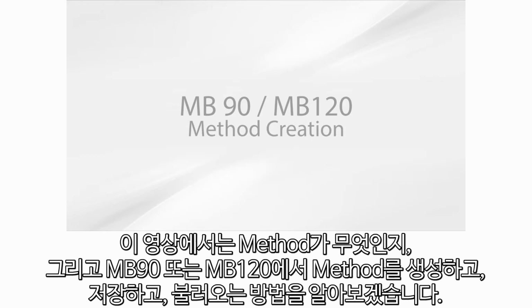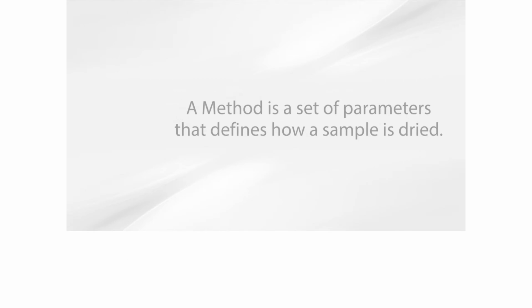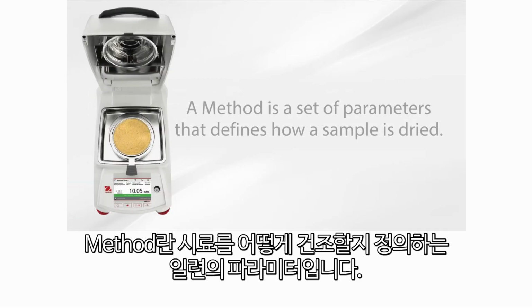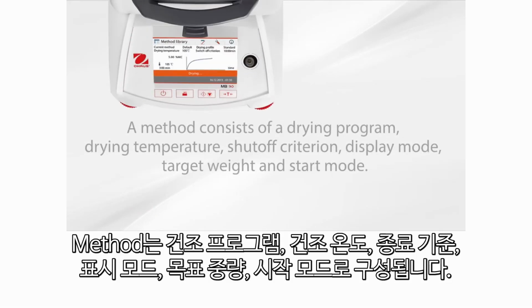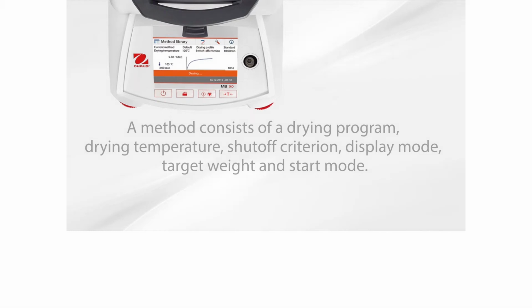In this video, you will learn what drying methods are and how to create, save, and load them on your MB90 or 120. A method is a set of parameters that defines how a sample is dried. A method consists of a drying program, drying temperature, shutoff criterion, display mode, target weight, and start mode.